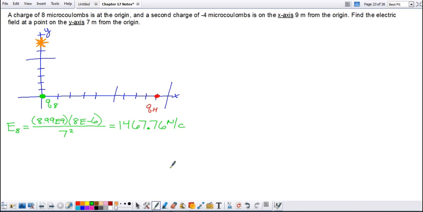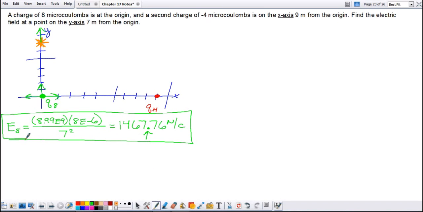Now the next thing we need to do is decide what direction the electric field is going to point. Well, the electric field points away from positive charges. So if I'm here and I'm pointing away from the positive charge, I'm pointing straight up. So the 8 microcoulomb charge creates an electric field of 1,467.76 newtons per coulomb in the upward direction.